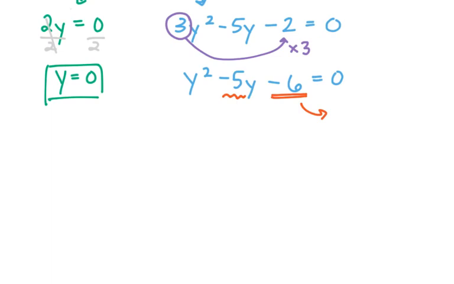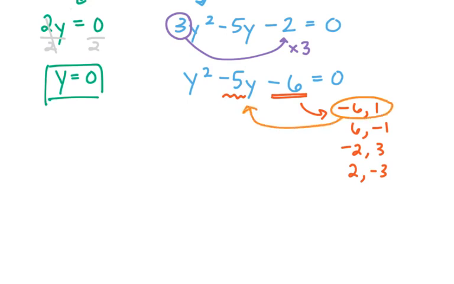Listing my factors of negative 6, we could have negative 6 and positive 1, or positive 6 and negative 1. Negative 2 and positive 3, or positive 2 and negative 3. Here we have to choose the pair of numbers which is going to sum to equal negative 5. Now be careful, because most of us are going to think, hey, 2 plus 3 equals 5, but you have to pay attention to the fact these are opposite signs. We're actually going to choose negative 6 and positive 1. That means I can factor this as y minus 6, y plus 1.